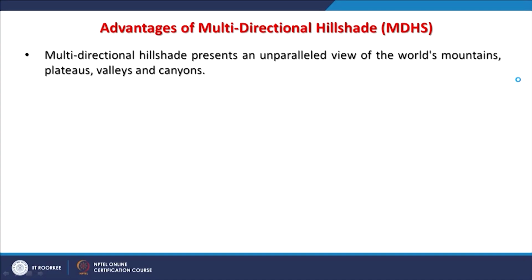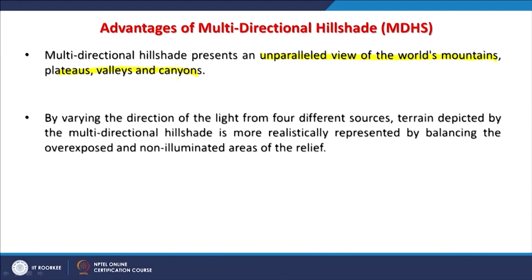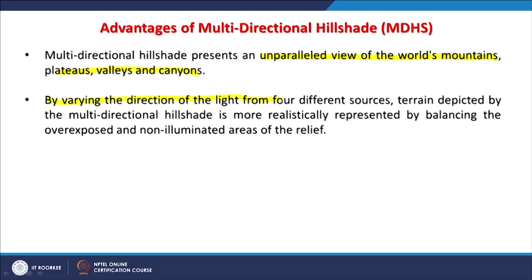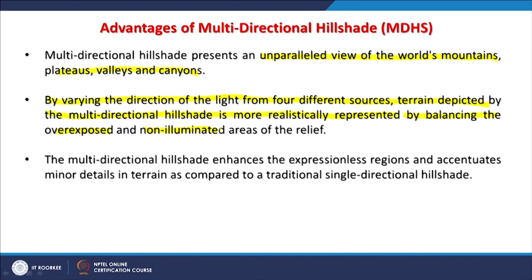Now, there are further advantages of multi-directional MDHS. A hillside presents an unparalleled view of the world's mountains, plateaus, valleys and canyons, and by varying the direction of the light from 4 different sources, the terrain depicted by multi-directional hillside is a more realistic representation, because here the balancing is being done between overexposed and non-illuminated or underexposed surfaces. This MDHS also enhances the expressionless region we have seen in the example and extenuates the minor details in the terrain as compared to the single directional one.